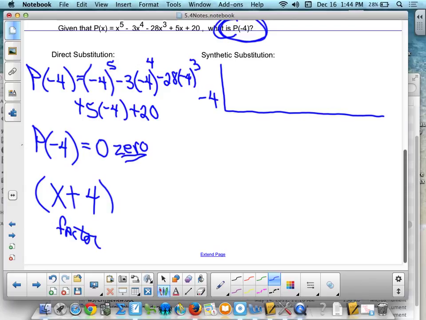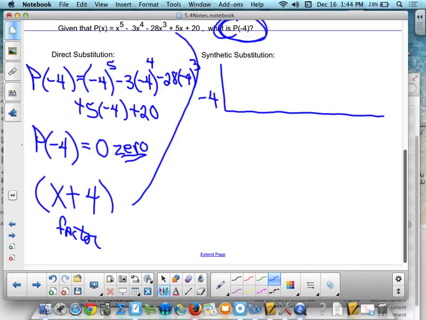So now, here's what you should know. When I know I get 0, I just found a 0 in my function, which creates a factor of my function. Synthetically, you guys were supposed to be doing this going, oh my gosh, this is so much easier. You're supposed to be realizing that.